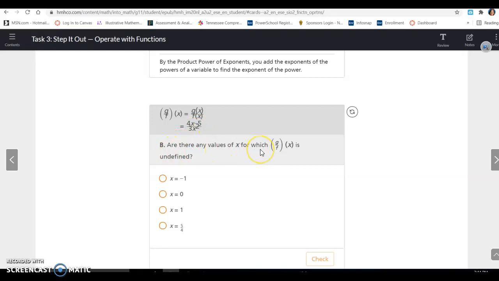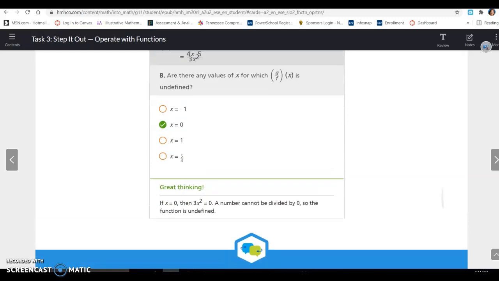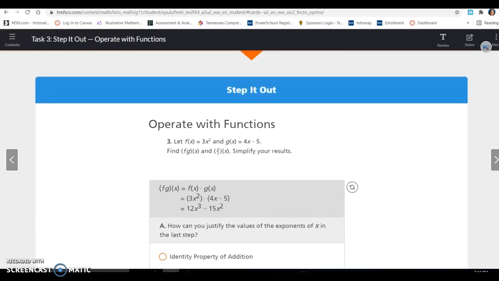Are there any values of x for which g divided by f is undefined? Well, remember we talked about anything that would make the denominator 0, because division is undefined if the denominator equals 0. So negative 1 wouldn't matter. 0 squared is 0, times 3 is 0, so 0 would make the denominator undefined. 1 squared would be 1, times 3 is 3, that wouldn't matter, and 5/4 wouldn't matter for the same reason. So the only restriction is the 0. All right, so that's task 3. We're going to move on to task 4, so if you have any questions, let me know.